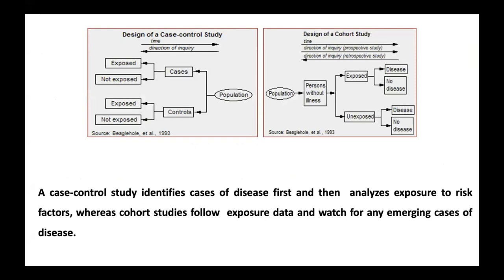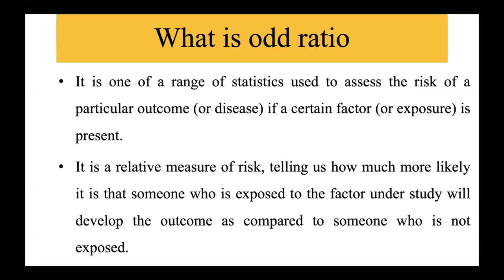So a case control study identifies cases of the disease first and then analyzes exposure to the risk factors, whereas the cohort study is the opposite, following the exposure data and watching for any emergence of cases of the disease. You are seeing the case control study on the left side and the cohort study on the right side. In a cohort study, we check the relative risk, but in this we have to check the odds ratio. Now I'm going to another slide giving you the assignment.